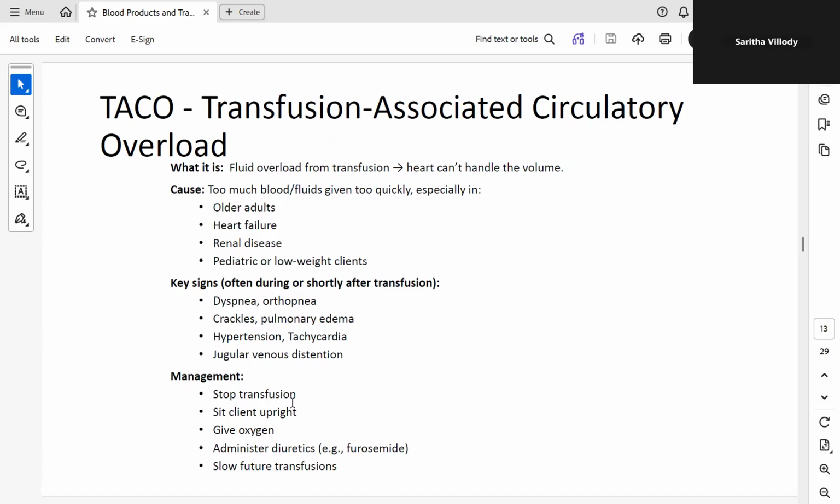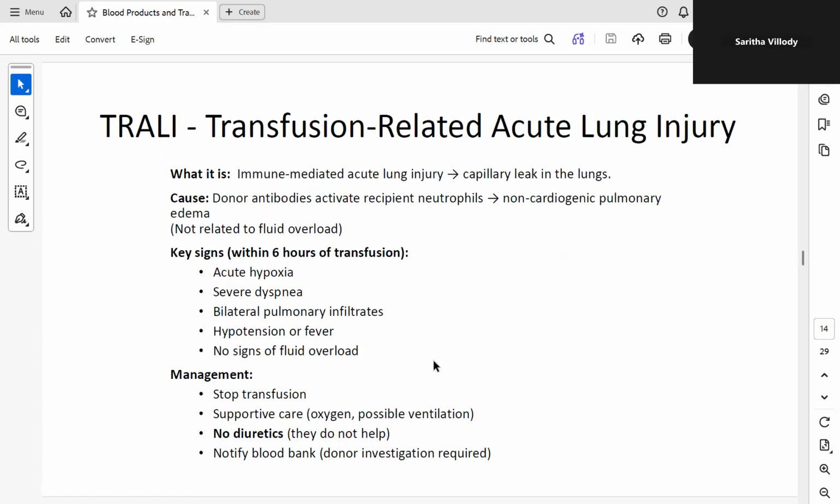Stop the transfusion, make the client sit upright, give them oxygen. Usually, if we are giving multiple units of blood, they get diuretics, furosemide or something like that, in between the blood transfusions to take that excessive volume out, and slow further or future transfusions. Make sure we watch them closely for fluid volume overload. So that is fluid volume overload. That is one of the things you can see after a blood transfusion.